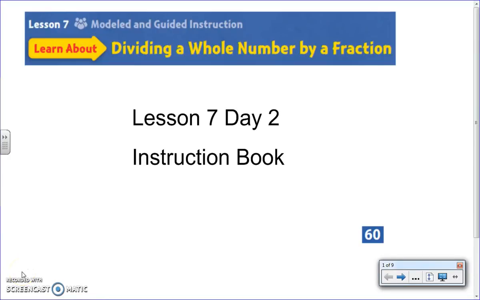All right, this is Mr. Gillum, and today we're going to continue dividing a whole number by a fraction. And this is lesson 7, day 2 in your instruction book on page 60.